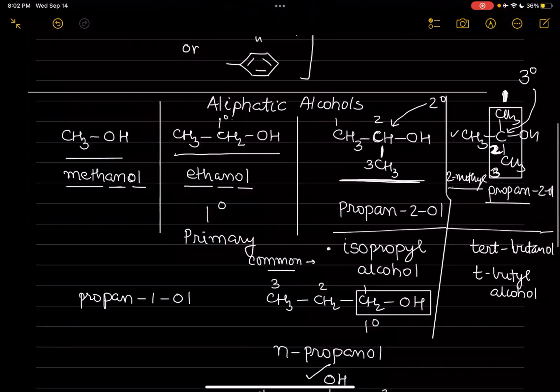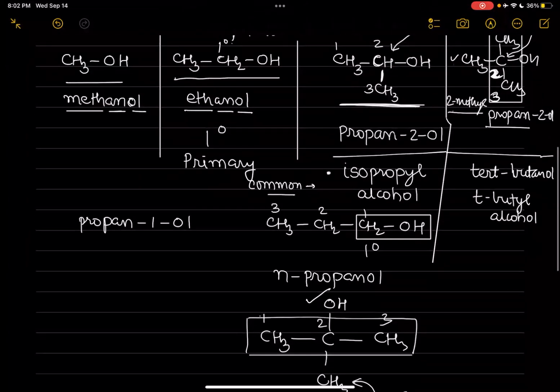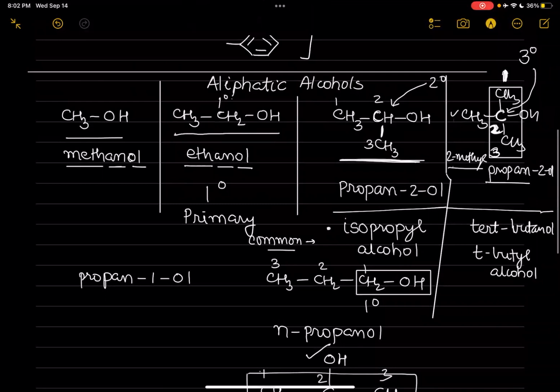Okay, so this is tertiary alcohol. The common name is tertiary butanol, TBOH. Okay, tertiary butyl alcohol. It is written like this. Why tertiary? Because the carbon is connected to 3 carbon atoms, so it is tertiary. Is it clear to all of you? Yes, sir. Yes.